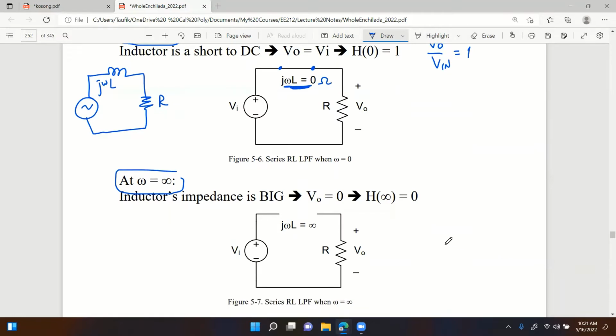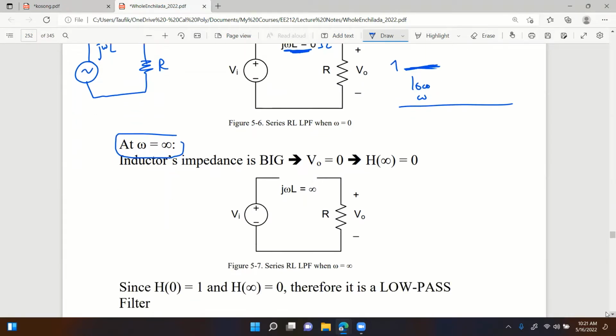What about at high frequencies? At high frequencies, omega is equal to infinity, for example. And then j omega L, when you plug in omega equals infinity, becomes infinity ohms. How do you represent infinity ohms? That's just an open circuit. If it's open, that means there is no current. I is equal to 0. If there's no current, by Ohm's law, the output must be equal to 0 volts.